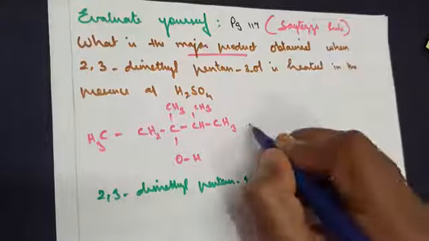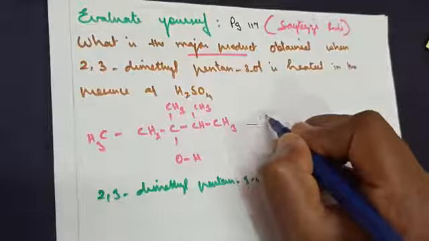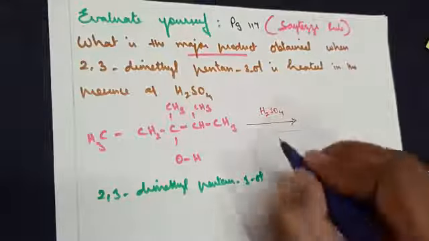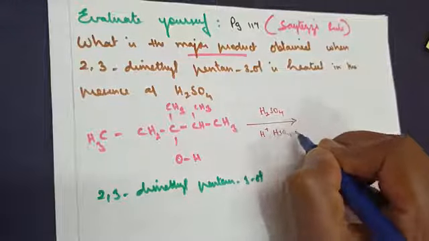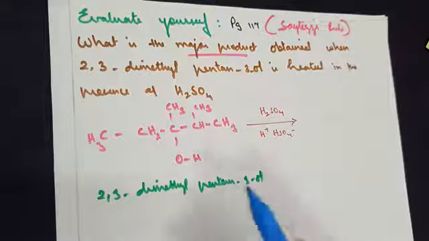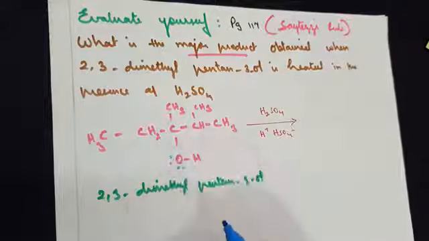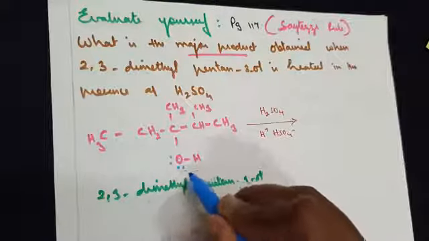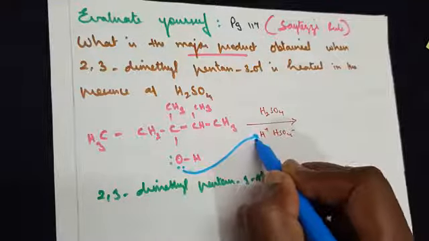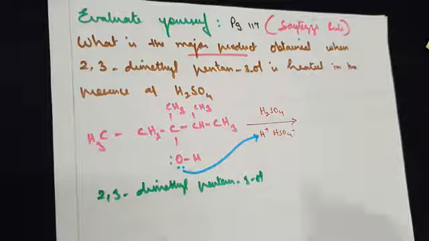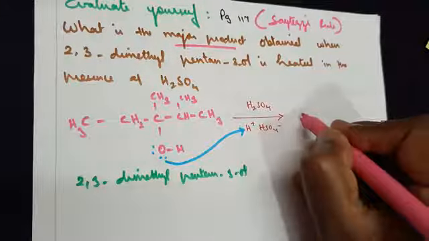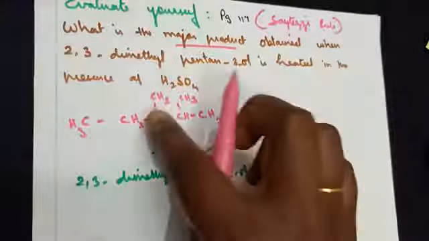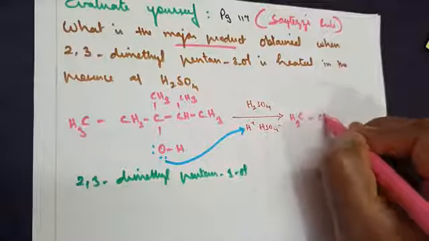So what's the first step? When we heat it with the H2SO4, you know that it gets dissociated into H plus and HSO4 minus. You know that oxygen has got a lone pair of electrons. It will share the electron with a positively charged H plus ion. So as a result, what happens? Water molecule is being formed, as you learnt in the previous classes only.